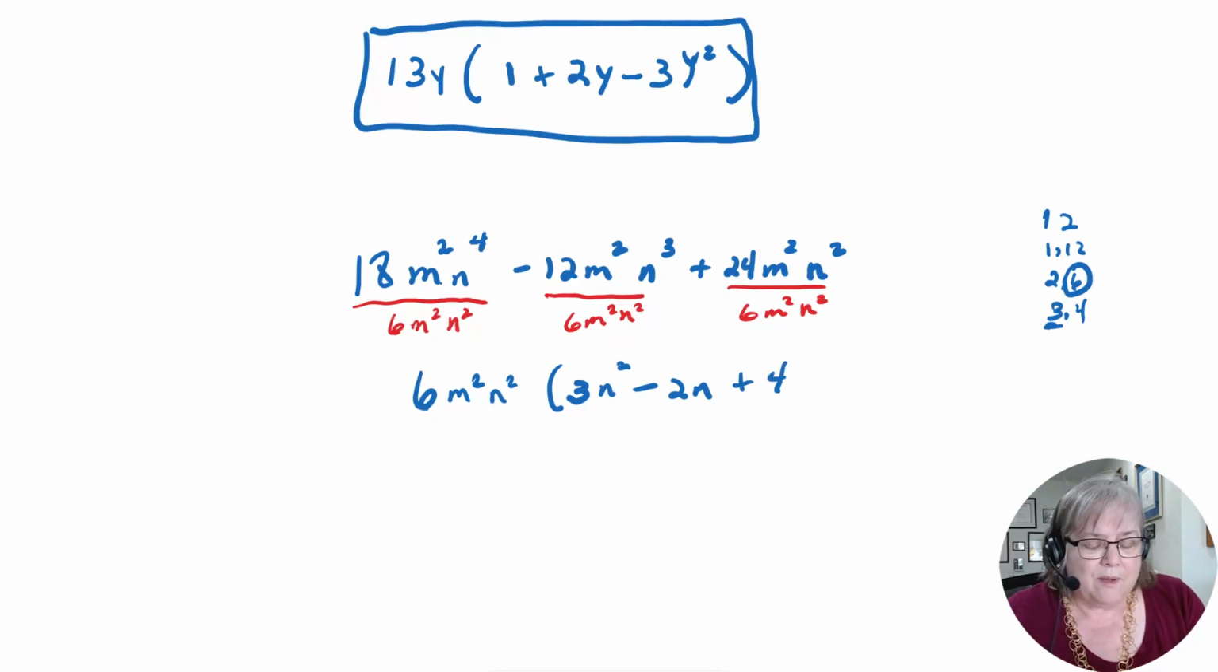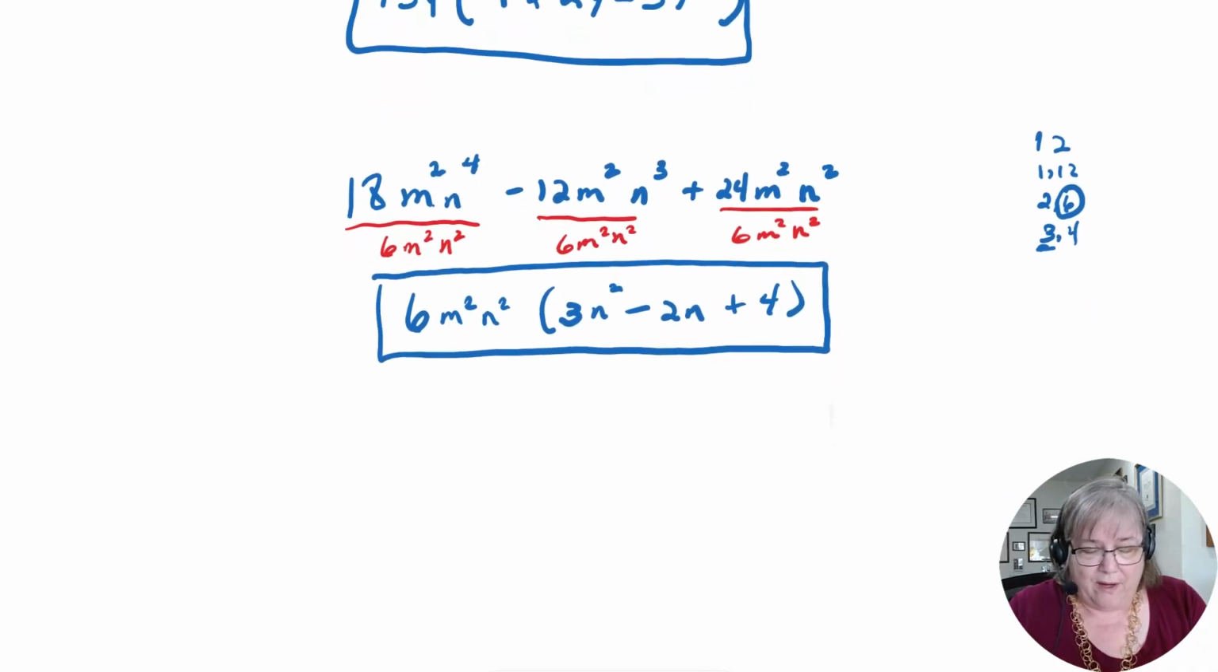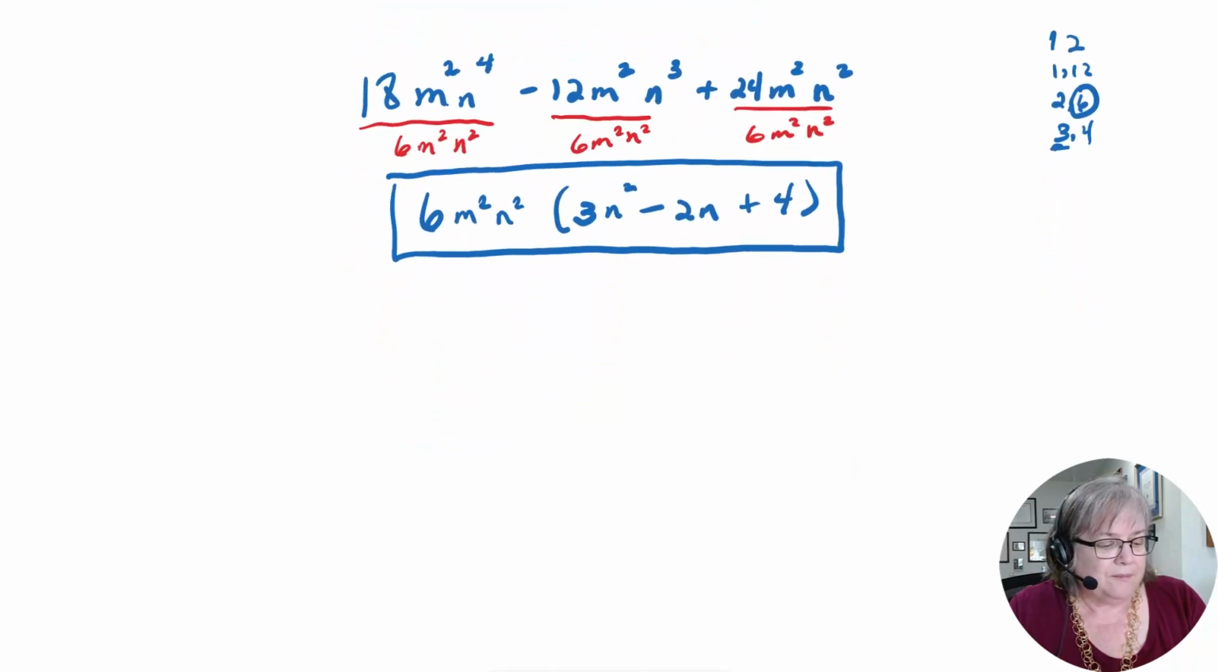I had m squared and I took all of it out. I had n squared and I took all of it out. So this is factoring out the greatest common factor. And the greatest common factor is 6m squared n squared.